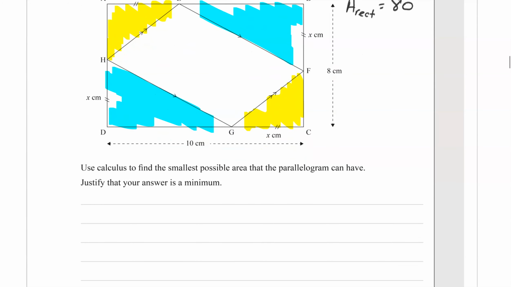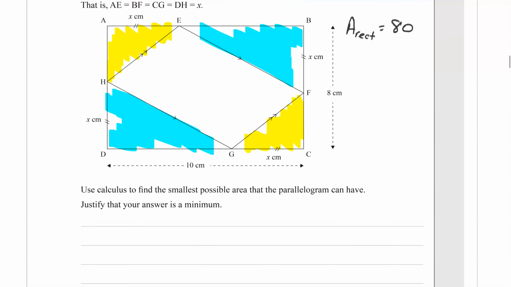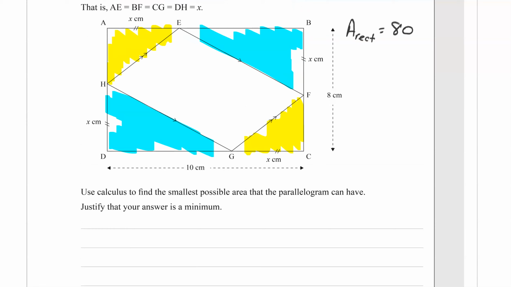So if I create an area function now, well, first things first, let's go and find out the area of these triangles. So this over here, this length is x. This length over here would be 8 minus x. We've got x over here, and this length over here would be 10 minus x, so we're subtracting x off. Now let's find the area of our yellow triangle.